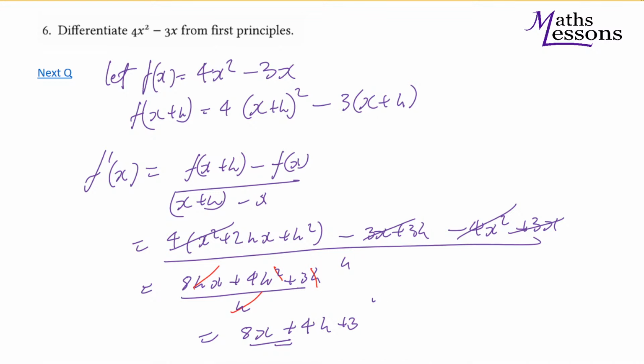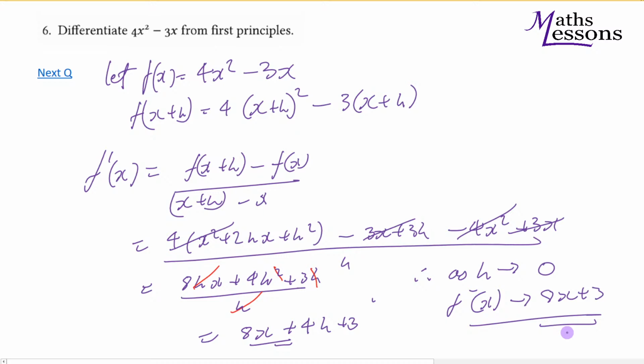And so therefore, as h tends to 0, f dashed of x will tend to 8x minus 3, which is our answer. There's always going to be an h here that you have to eliminate by allowing h to tend to 0, and then f dashed of x will tend to the derivative. Okay, that's how we do differentiation from first principles.